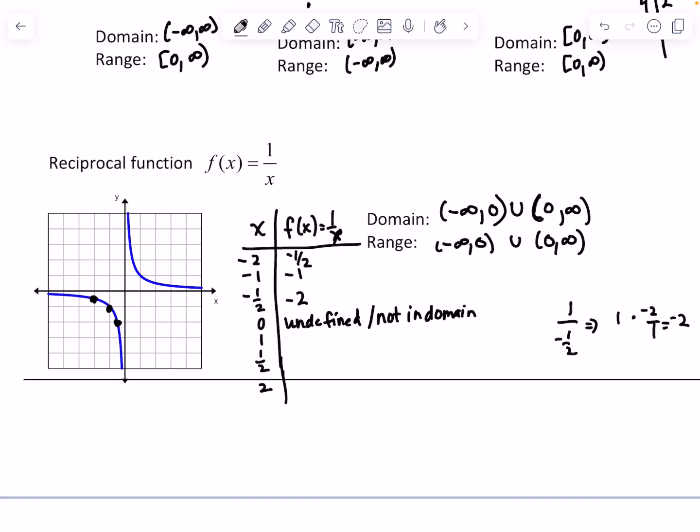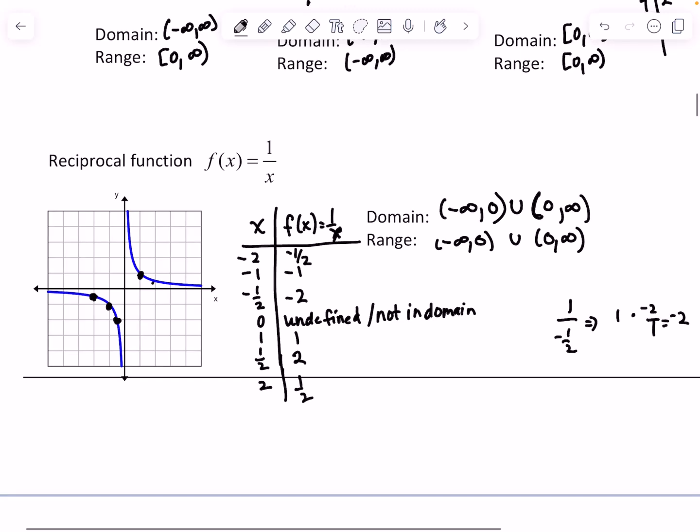At 1, we have 1 over 1, which is 1. At 1/2, it's going to be the same thing, 1 over 1/2. We're going to flip that denominator, we're going to get 2, and then at 2, 1 over 2 is 1/2. And those points are here, that's 1, 1. Then we have 2, 1/2 over here, and then at 1/2, we're up at 2 right there. So those points are in the graph.